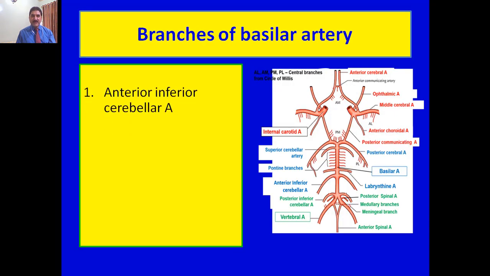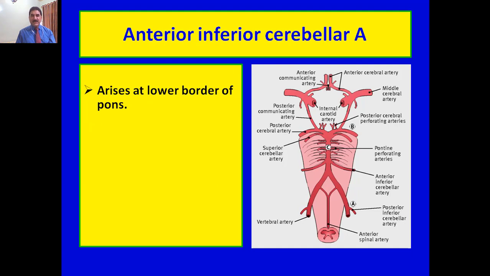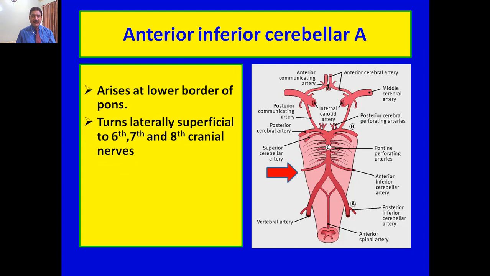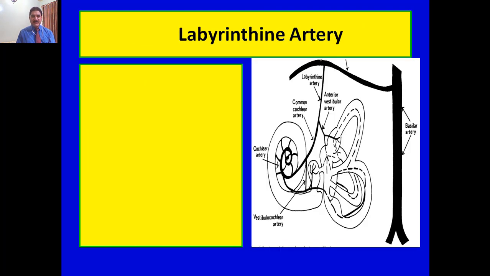Branches of the basilar artery: anterior inferior cerebellar artery, labyrinthine artery, numerous branches to the pons which we call pontine arteries, superior cerebellar artery, and posterior cerebral arteries. The anterior inferior cerebellar artery arises at the lower border of the pons, turns laterally superficial to the 6th, 7th and 8th cranial nerves, then loops over the flocculus. It supplies the anterior inferior part of the cerebellar hemisphere.